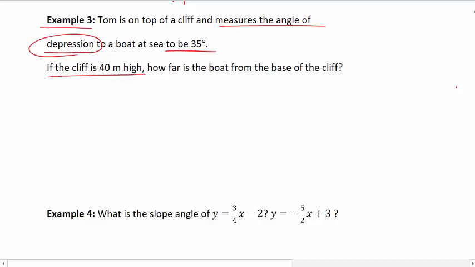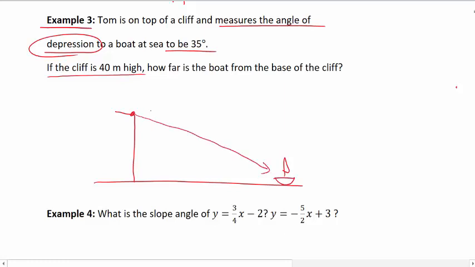But basically you have to draw the objects. So you have your cliff, you got your water, and you got your boat. Now Tom is up here, he's looking down to the boat. But remember, I always told you, you need to draw in the line of sight. So if Tom looks directly across, then this is where he will be looking. But if he looks at an angle downwards of 35 degrees, then he'll be looking at the boat.